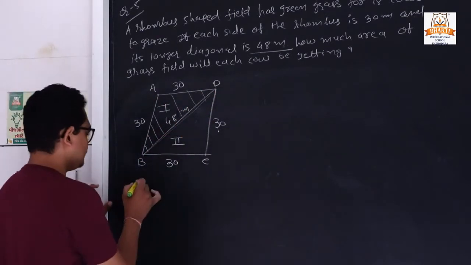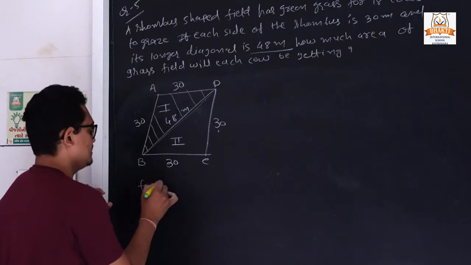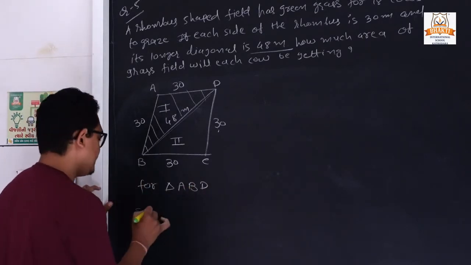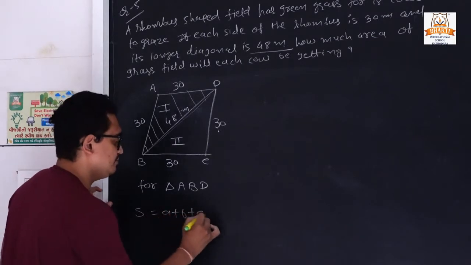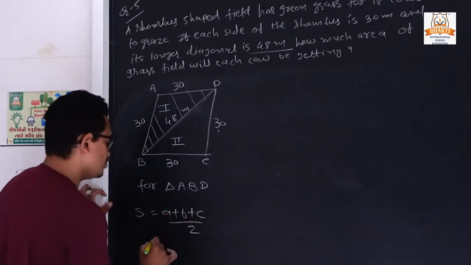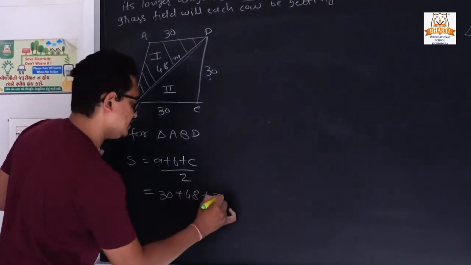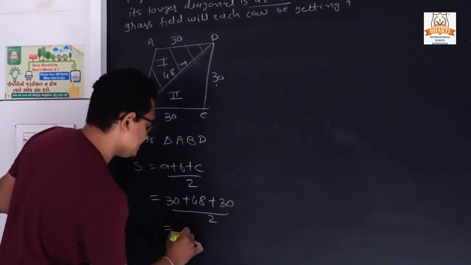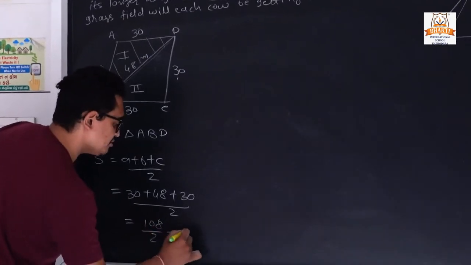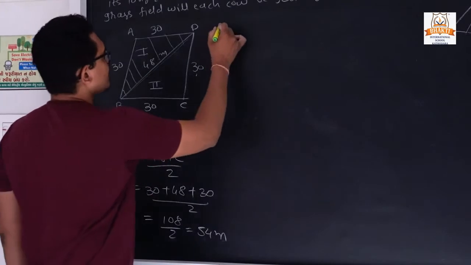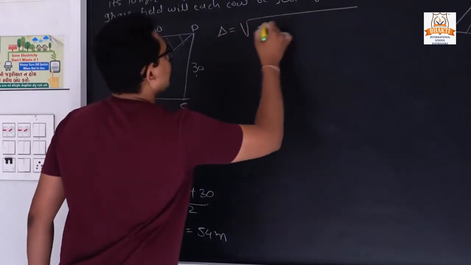So we can write for triangle ABD, S is equal to what? (a plus b plus c) divided by 2. So what is a? 30 plus 48 plus 30 divided by 2. So it is 108 divided by 2. So the answer is 54 meter. Now we can find its area.